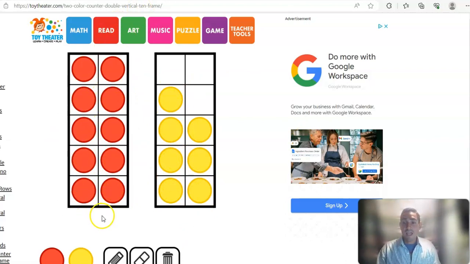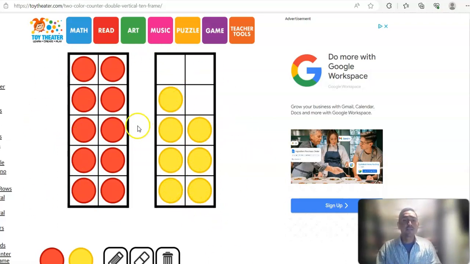So we could add those by counting on. Here's 10 in the red. And then to count on, 11, 12, 13, 14, 15, 16, 17. So 10 plus the 7 from the other class gave me 17 people total. And we could see that. We could visualize how that's going to work.